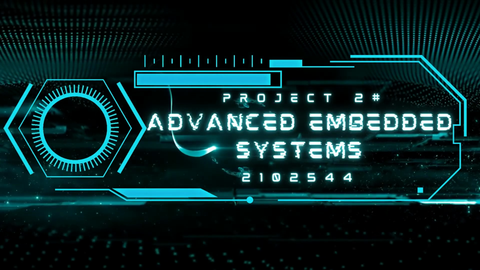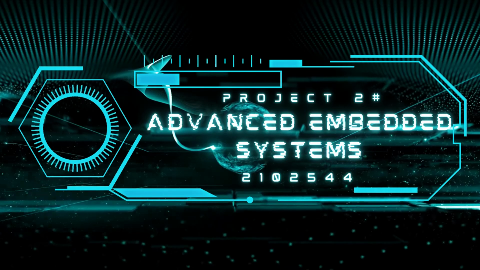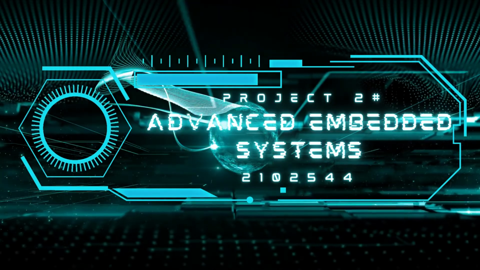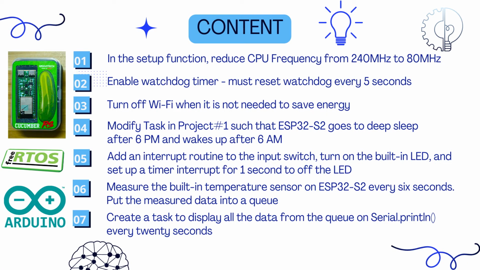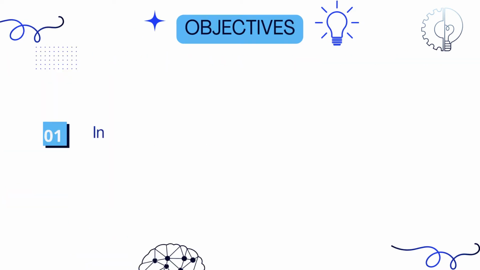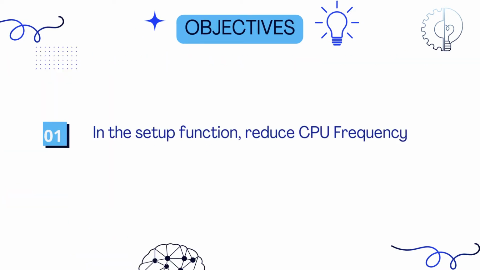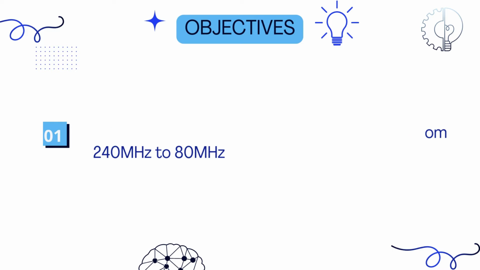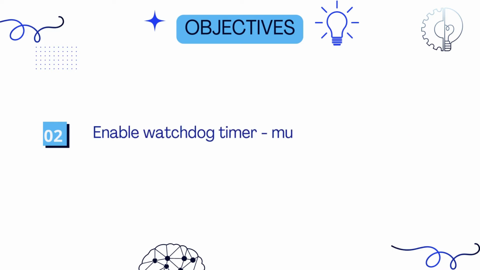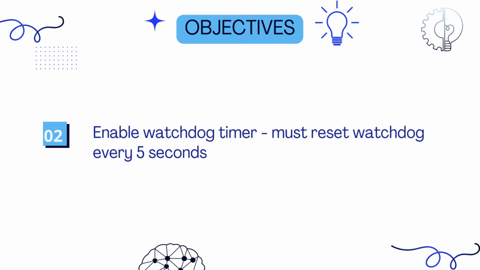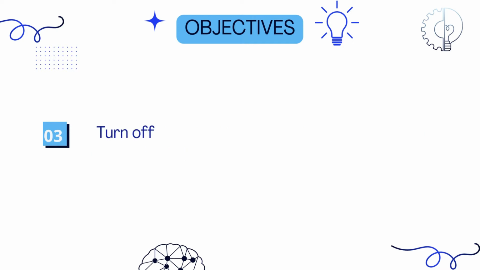Welcome to Advanced Embedded System Project Number 2. In this project, we will accomplish 7 objectives. In the setup function, reduce CPU frequency from 240 MHz to 80 MHz, enable watchdog timer, and reset the watchdog every 5 seconds. Turn off Wi-Fi when it is not needed to save energy.